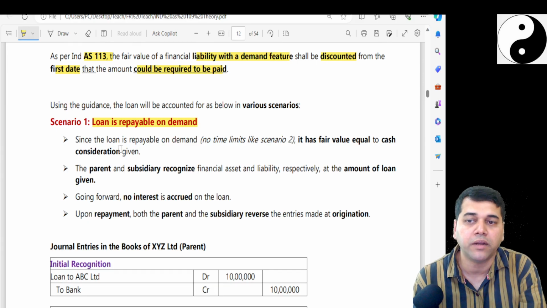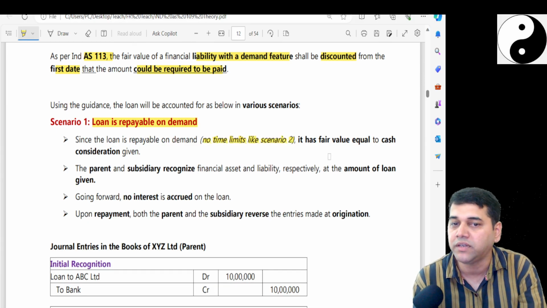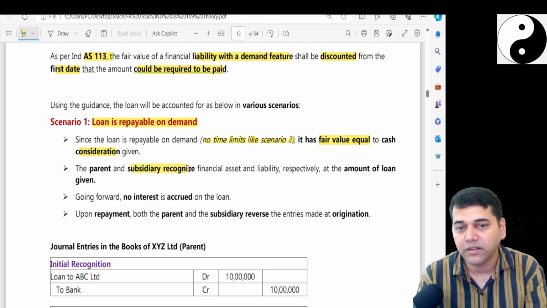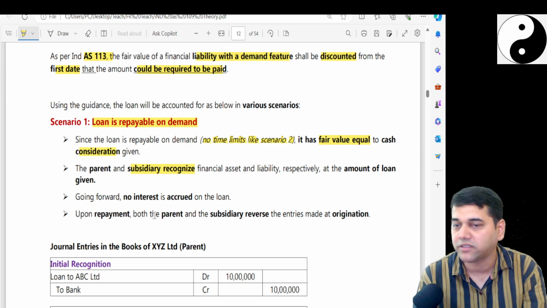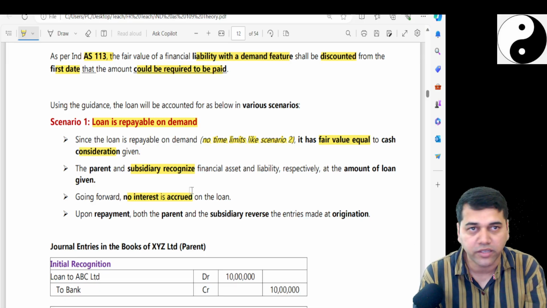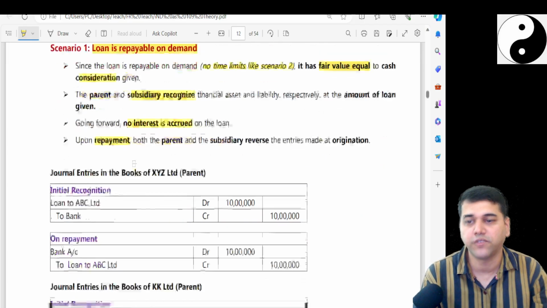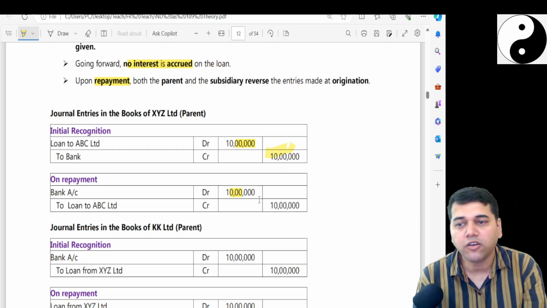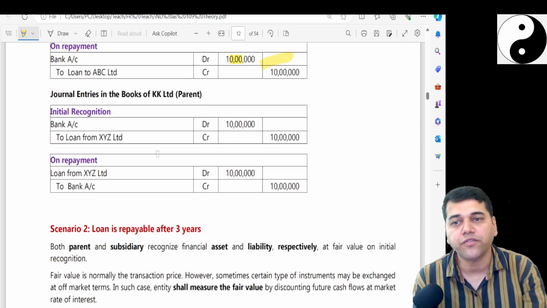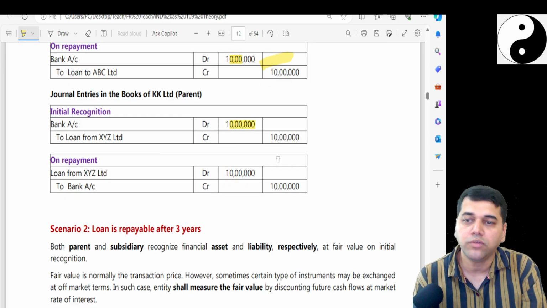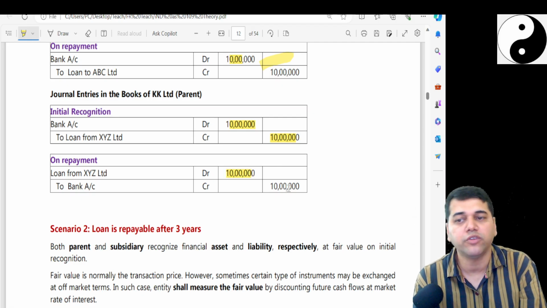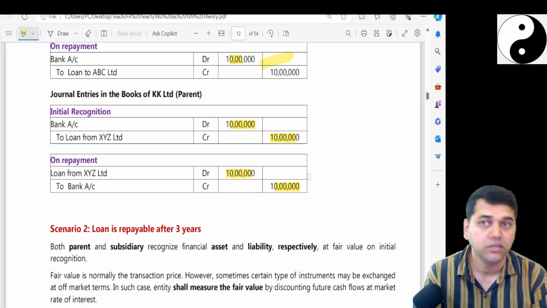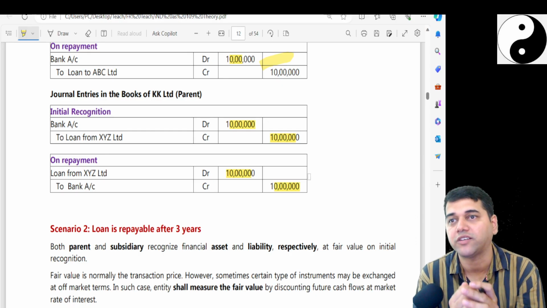Scenario 1, repayable on demand. Since the loan is repayable on demand, no time limits are given, its fair value is always equal to the cash consideration. So the parent will recognize a financial asset, the subsidiary will recognize a financial liability, no interest accrual, no amortization schedule. On repayment, they will reverse the entry. So on the first day, loan to ABC debit, bank account credit. In the books of the subsidiary, bank debit, loan from XYZ credit. On repayment, loan from XYZ debit, bank credit. Simple. So whenever any loan comes with the demand feature, this is what you need to do. That means present value of future cash flows is not possible.